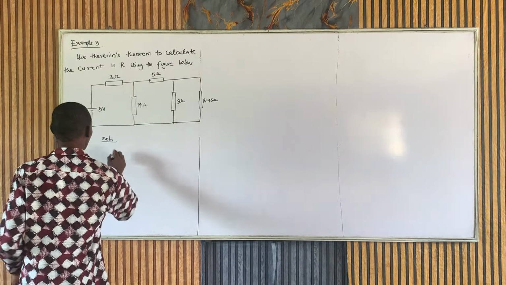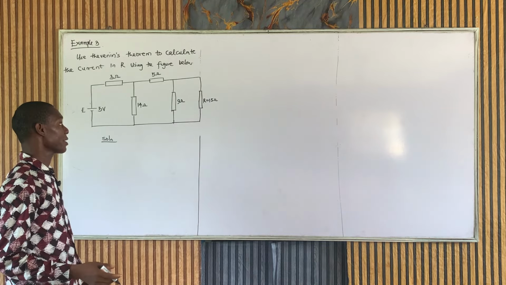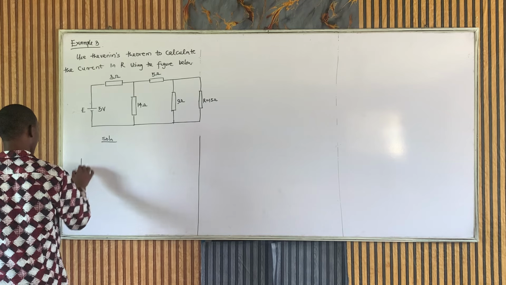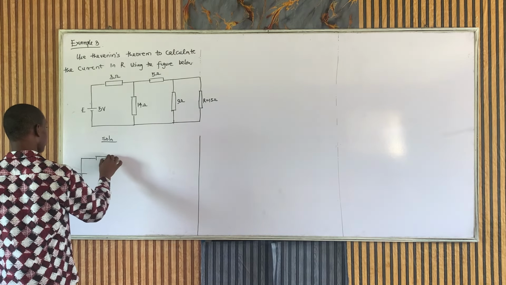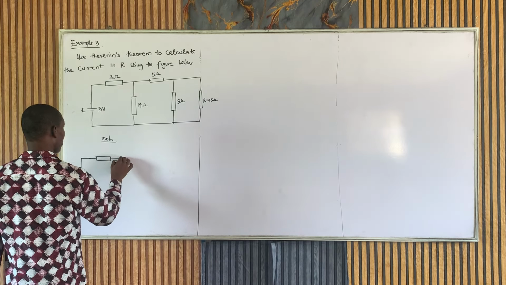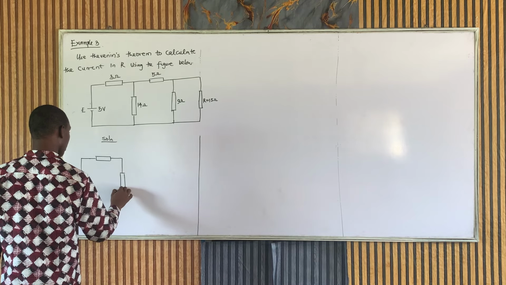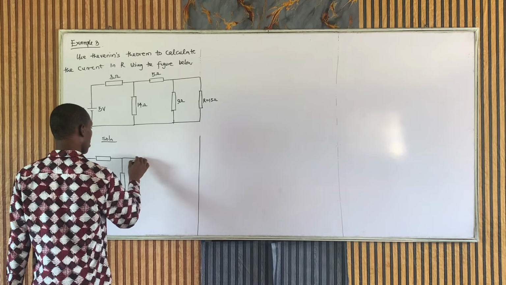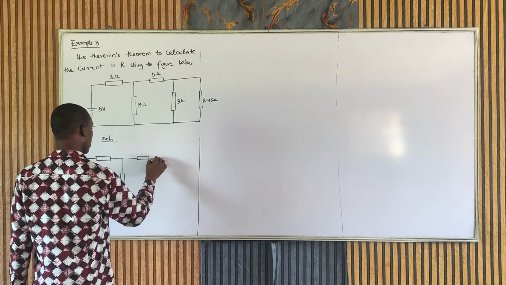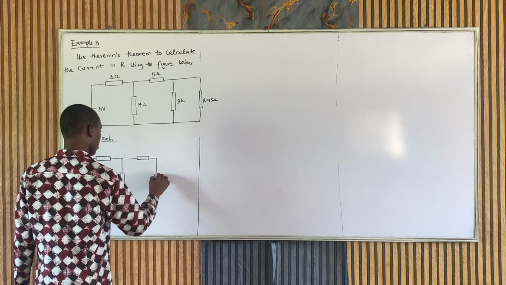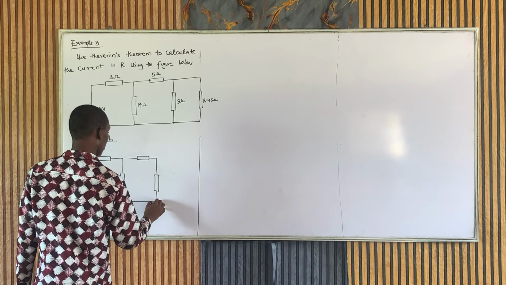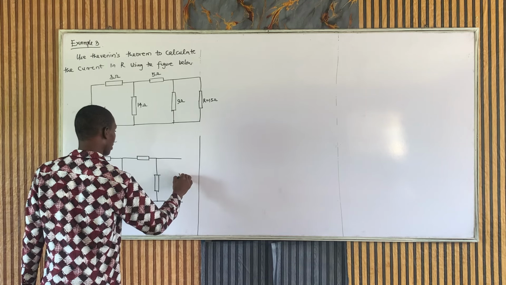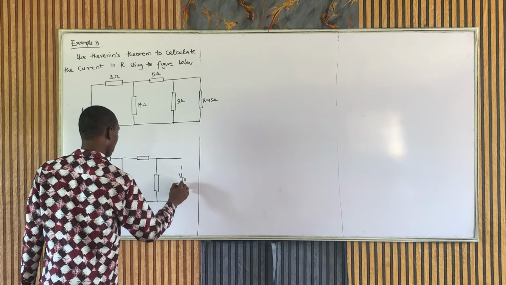Example 3. Use Thevenin's theorem to calculate the current in R using the figure below. Okay? So, solution. The first thing, let's get our VTH. And that will look like this. So we remove the load resistor now. So I'm looking for the open circuit voltage here.